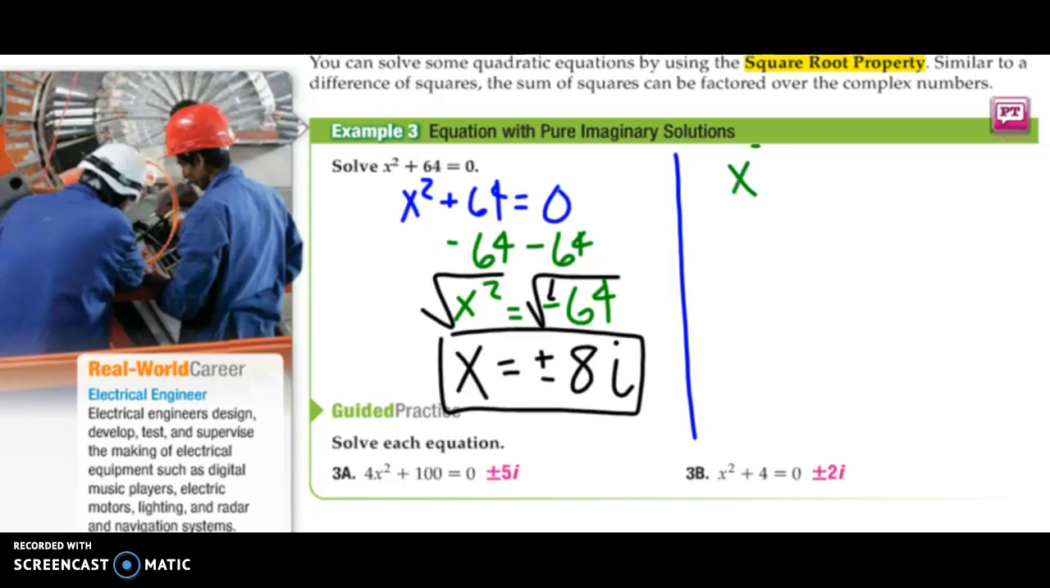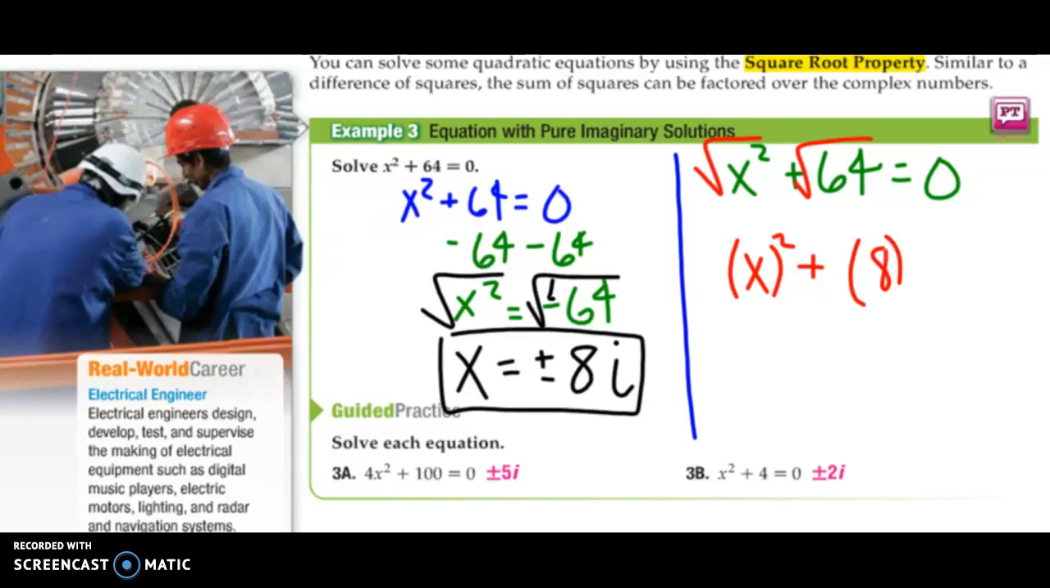The other way we can do this is by saying, here's my equation. x squared plus 64 equals 0. And I can take the square root of both of them and set it up like this. Well, the square root of x squared is just x squared. And then plus the square root of 64 is just 8 squared. Now, we want it to be in the form x minus something. So I could do x squared minus -8 squared.